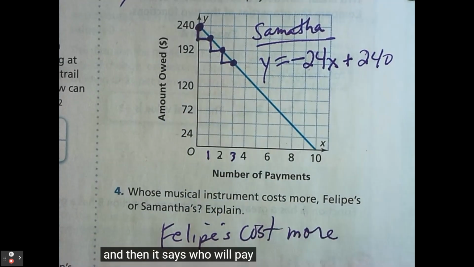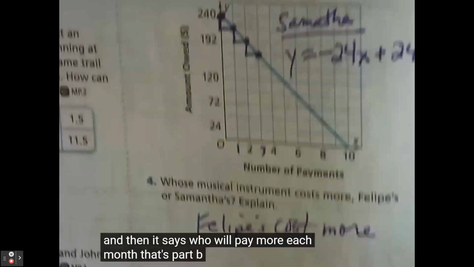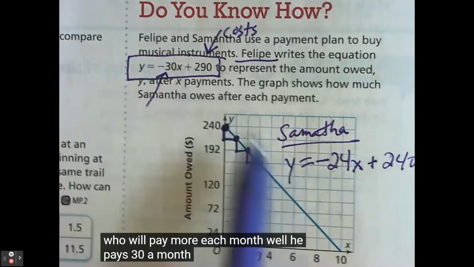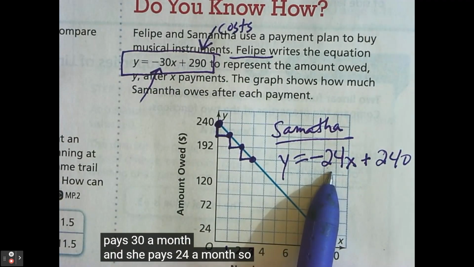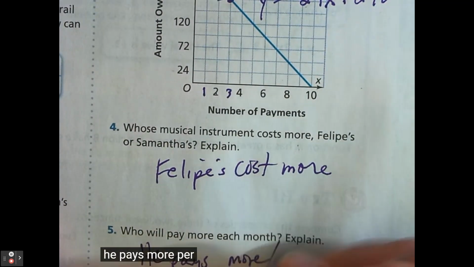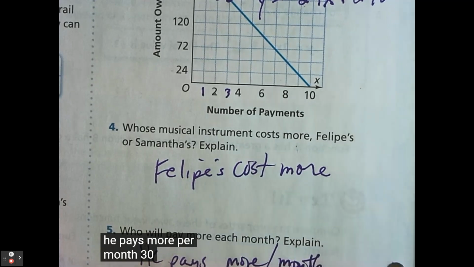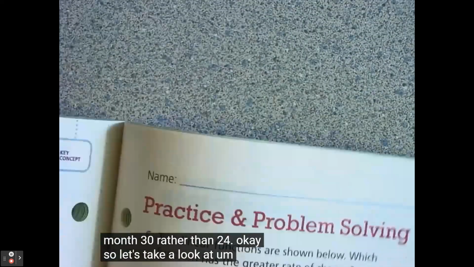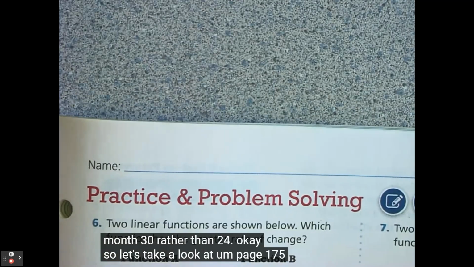And then it says who will pay more each month. That's part B. Who will pay more each month? Well, he pays $30 a month and she pays $24 a month. So he is paying more. He pays more per month, 30 rather than 24. Okay, so let's take a look at page 175 up at the top.